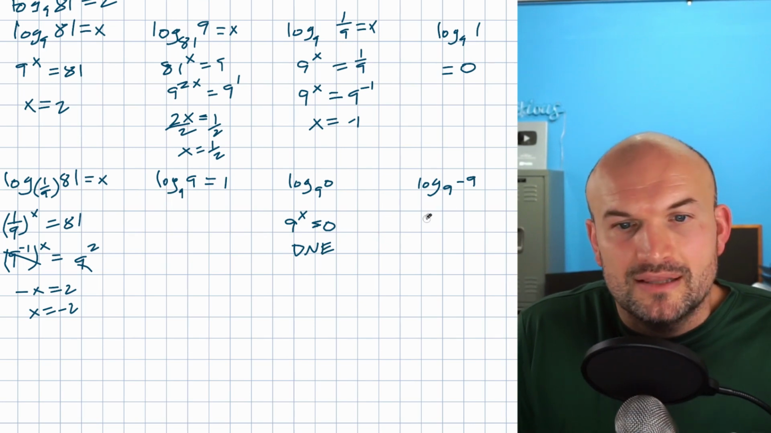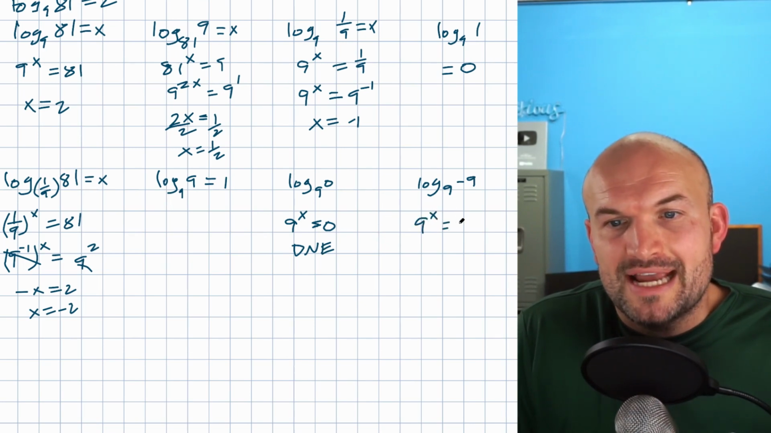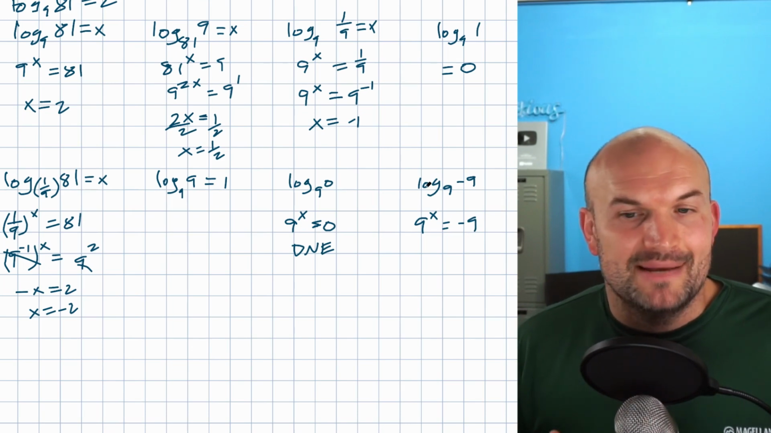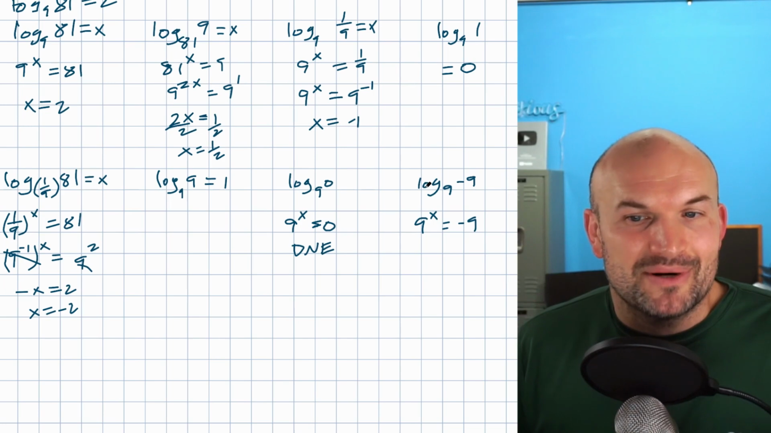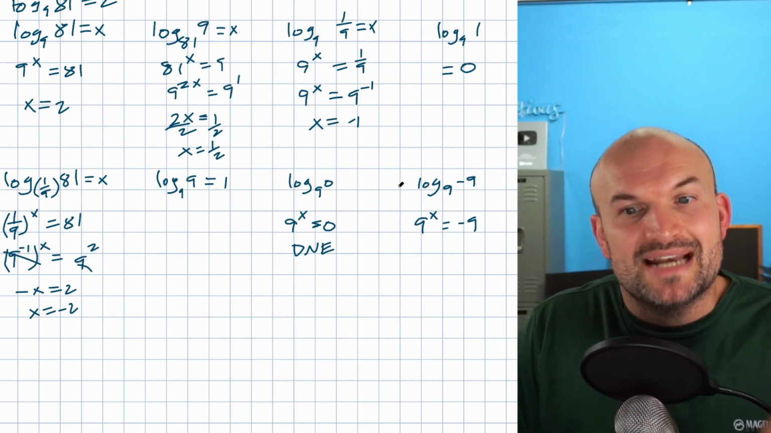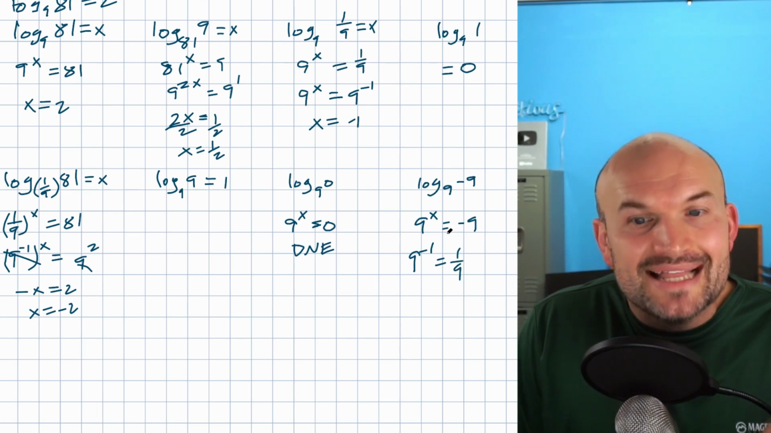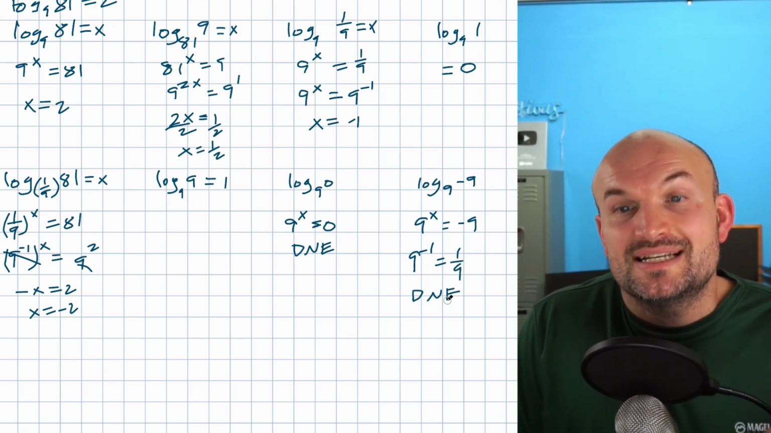And the same thing here. 9 raised to what number equals -9? Well, it doesn't matter how many times I multiply 9 by a positive or a negative number, it's never going to make a negative value. Because remember, 9 to the negative first power equals 1/9. So this is another example of a value that does not exist.